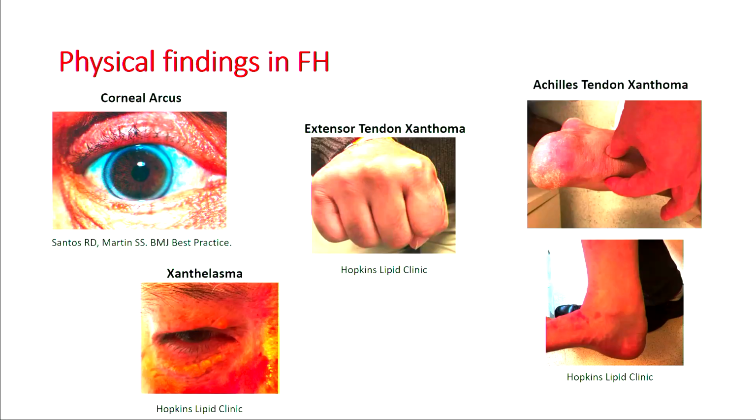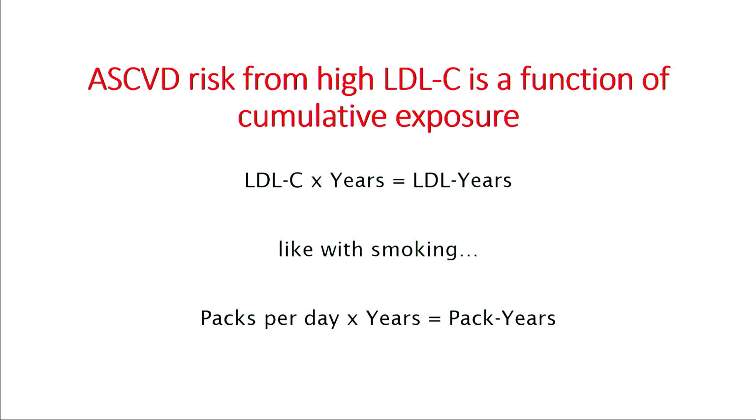These are pictures from my clinic just showing FH findings. This is corneal arcus you see in the eye. I don't think this is showing up so great on the screen, but these are xanthomas in the extensor tendons of the hands, the thickened Achilles tendon that you can see bulging out rather than having the nice inward curvature, and xanthelasmas under the eye there.